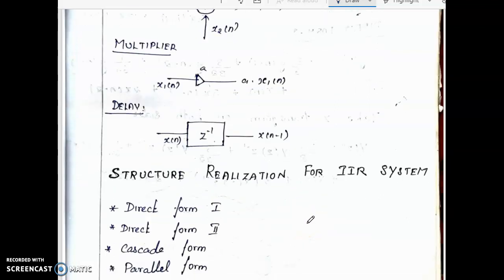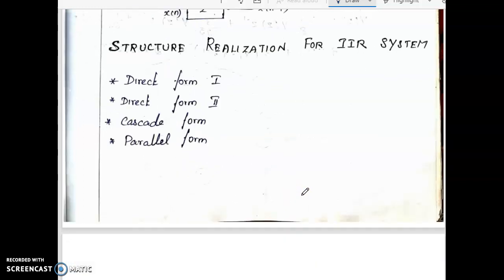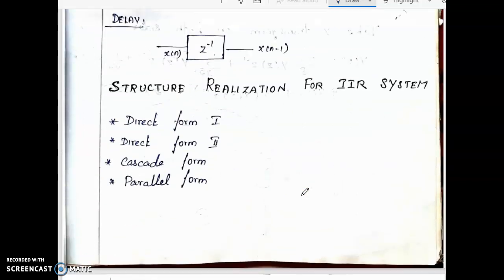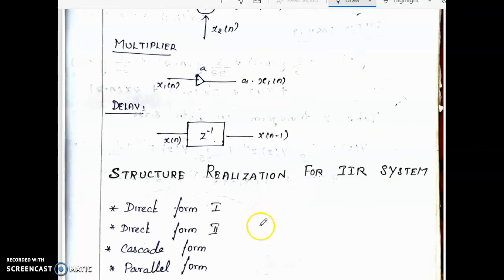The structures of realization of an IIR filter are classified into four types: direct form 1, direct form 2, cascade form and parallel form. Direct form 1 is where the differential equation is directly represented in pictorial manner. This direct form 1 has some limitations, which are overcome in direct form 2.